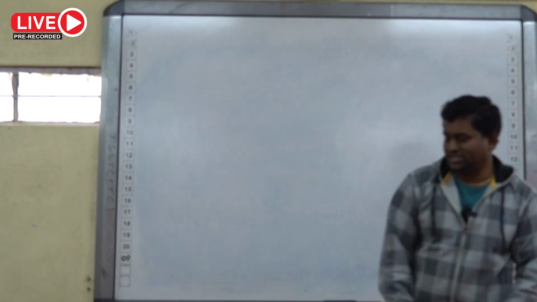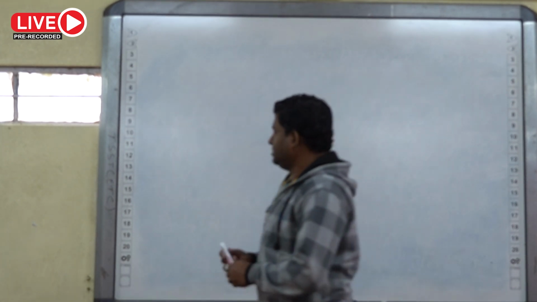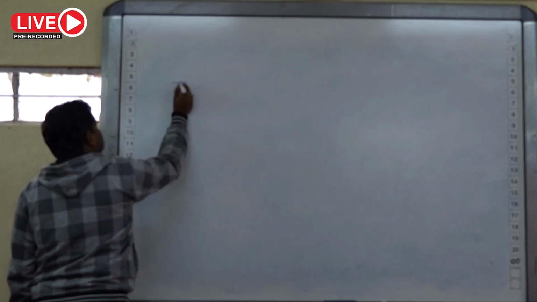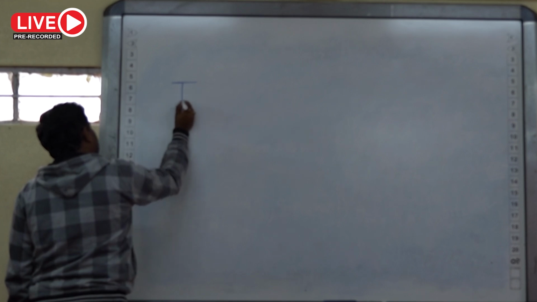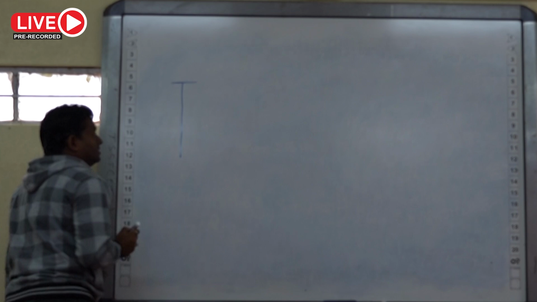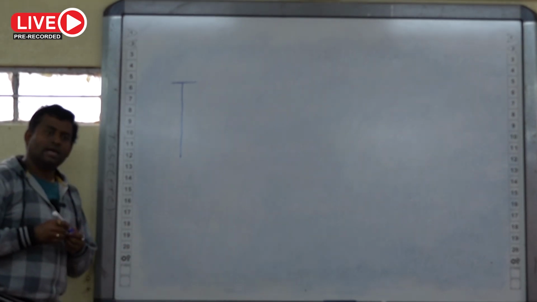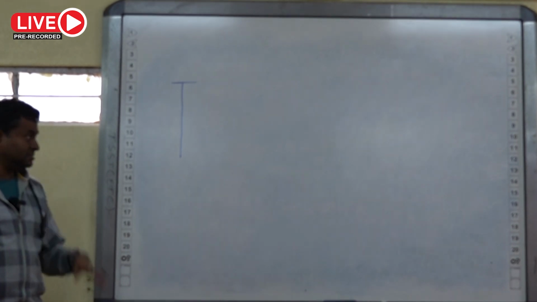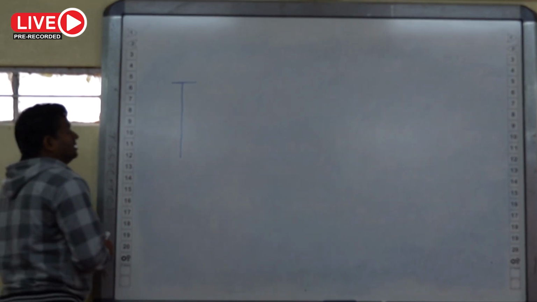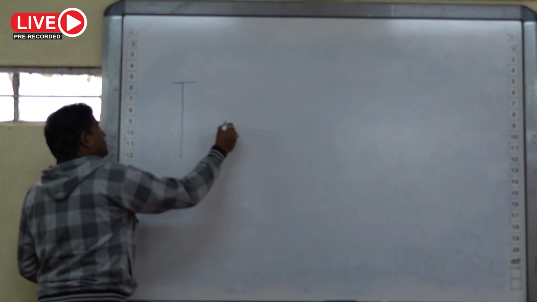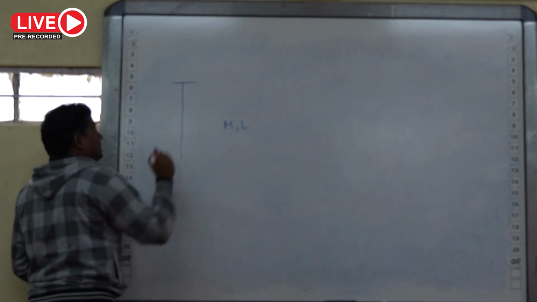Let me ask you one question. This is the ceiling of a room, and from it a long string is hanged. The string is of mass m and total length L.